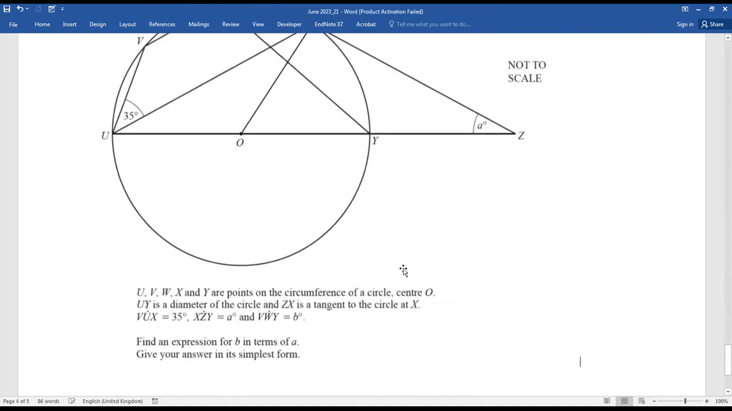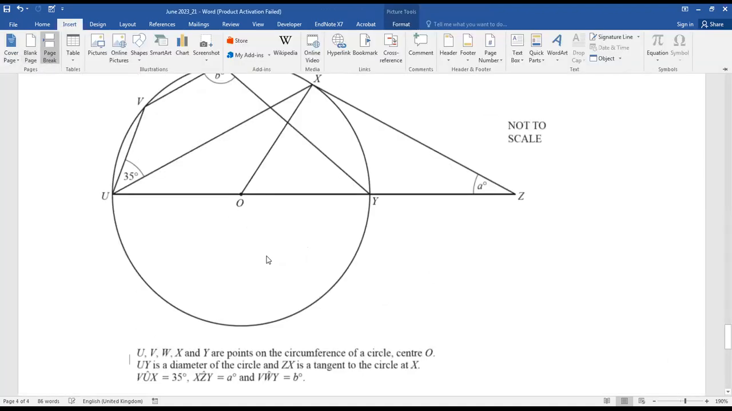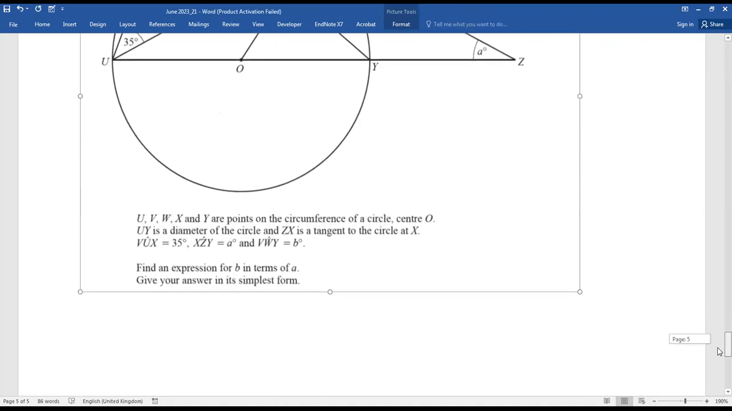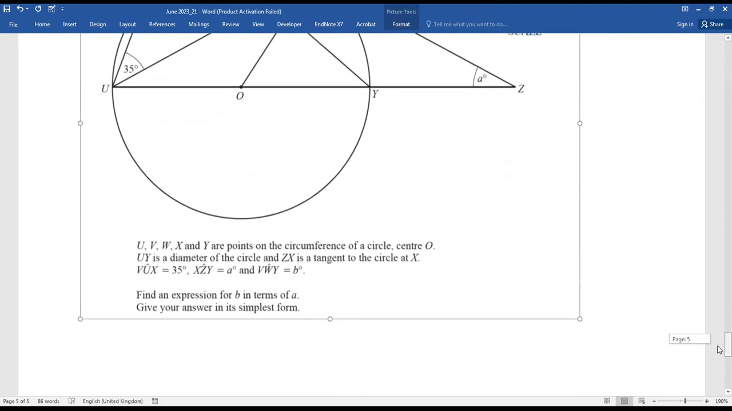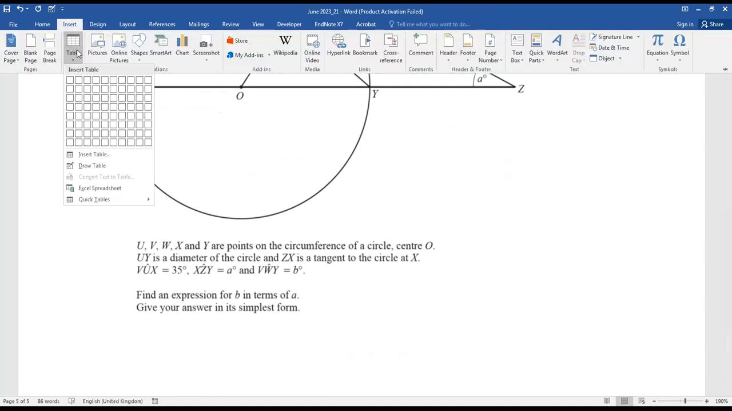Okay, so the question has provided us with some angles and some values and some expressions. Now we need to figure out the remaining angles using the values in the expressions. We need to find B. Find an expression for B in terms of A. Give your answer in X.